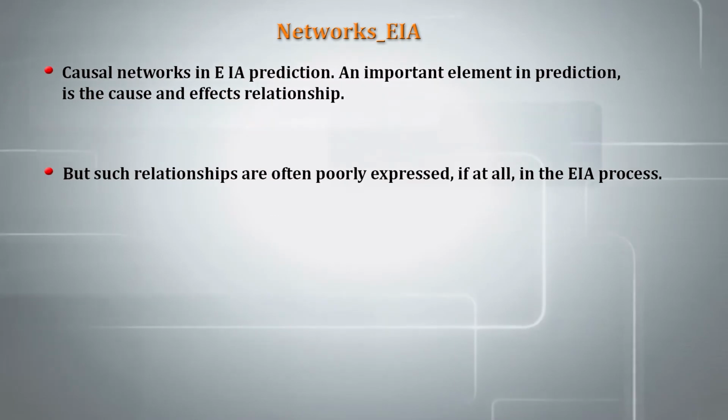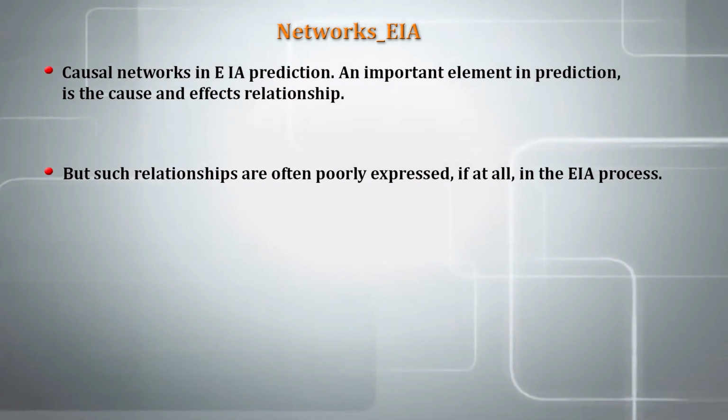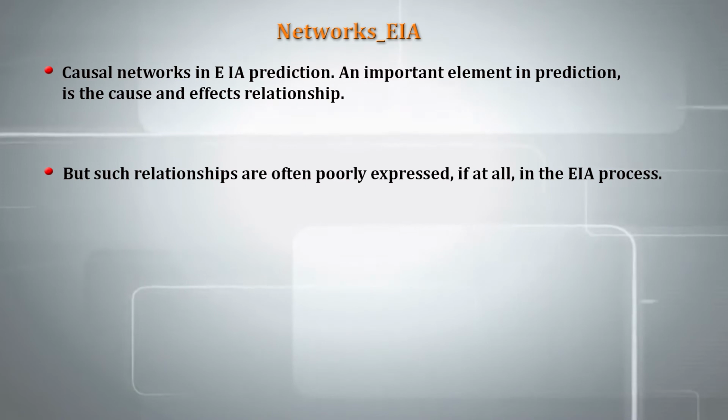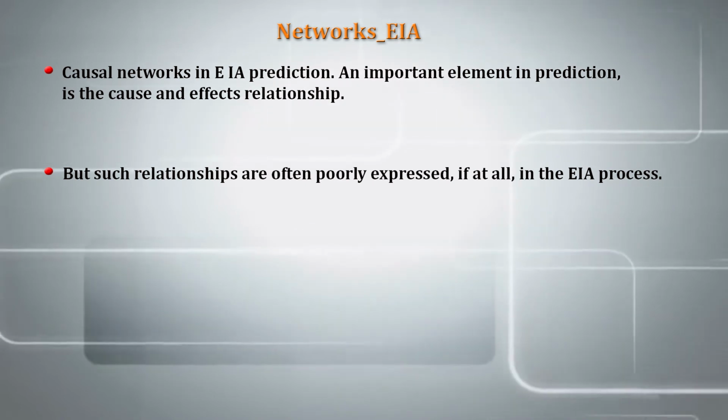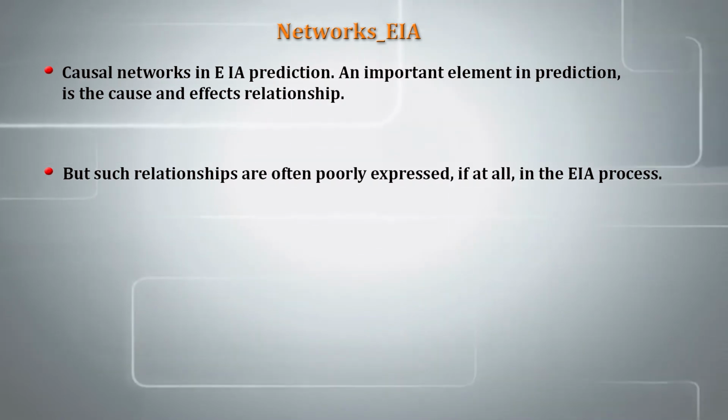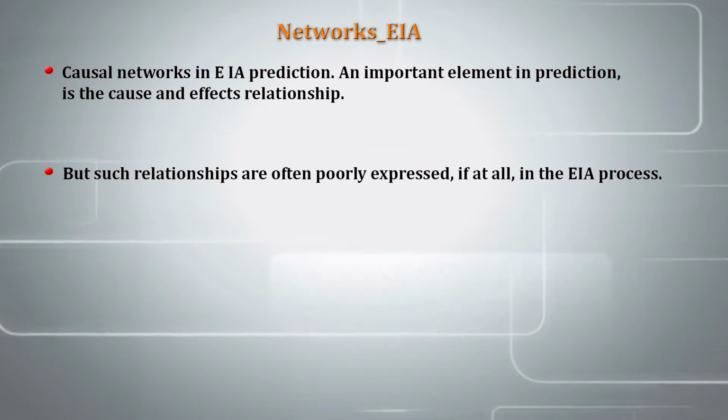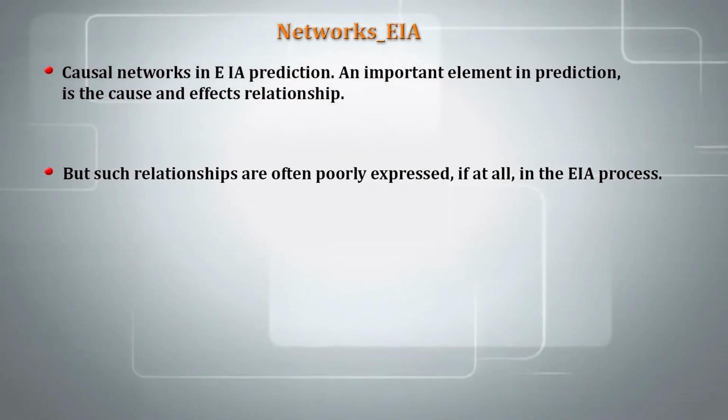Let us now discuss causal networks in environmental impact assessment predictions. An important element in prediction is the cause and effect relationship. Basically, cause and effect is a very important thing that we need to take into account. But such relationships, if you look at it, have been poorly understood. Definitely in the EIA process also, a lot of study is required to understand how best we can use this kind of network, that is the cause and effect network, in our studies on EIA.